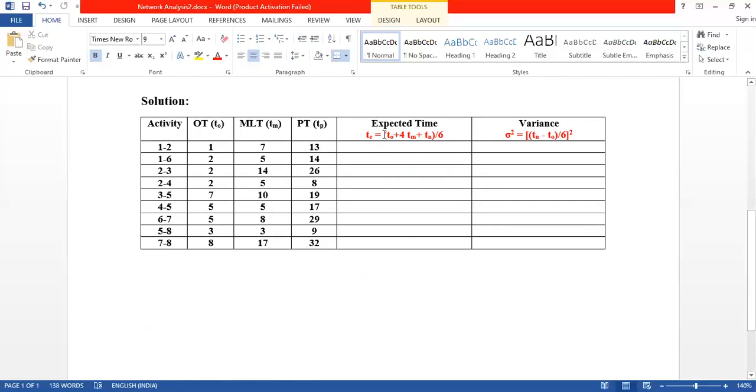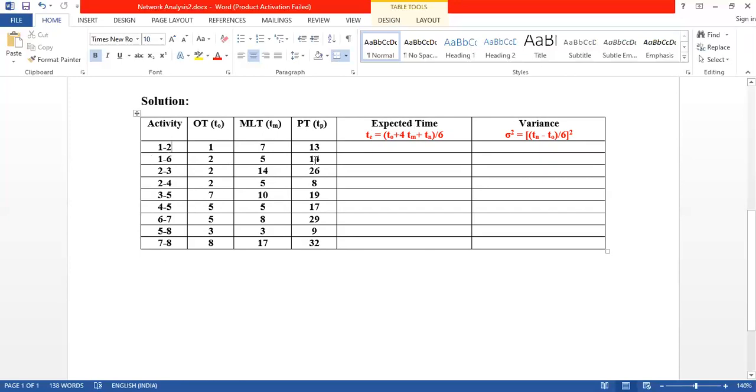See, expected time is denoted by TE, and we use the formula TE equals (T0 plus 4 into Tm plus Tp) divided by 6. Now T0 is your optimistic time, plus 4 into Tm, that means your most likely time, plus Tp is your pessimistic time, and this summation has to be divided by 6, right? So we'll start with the first activity.